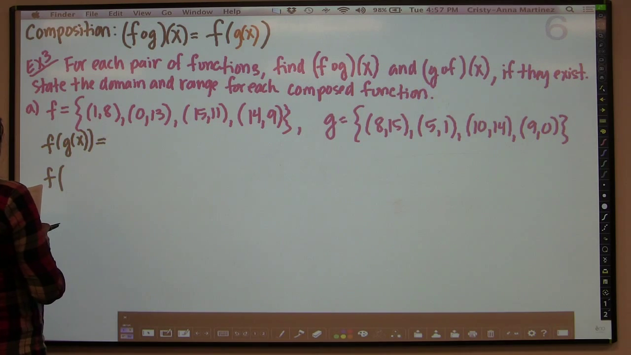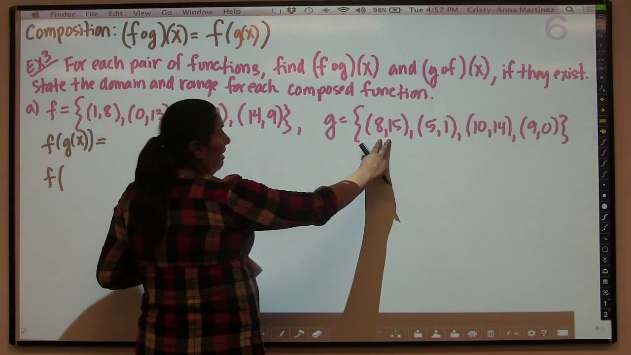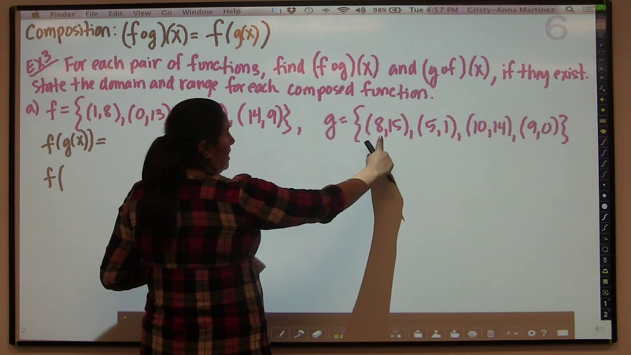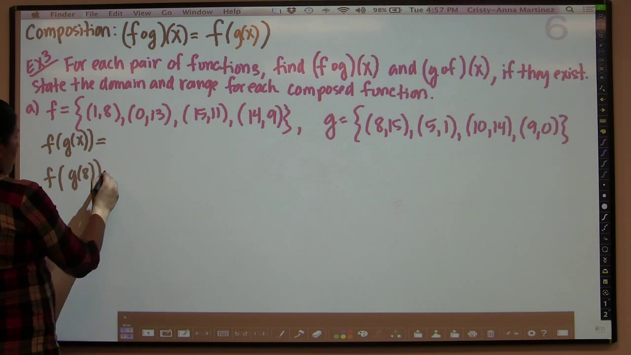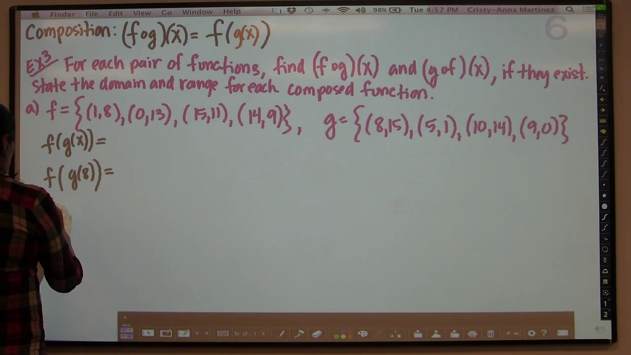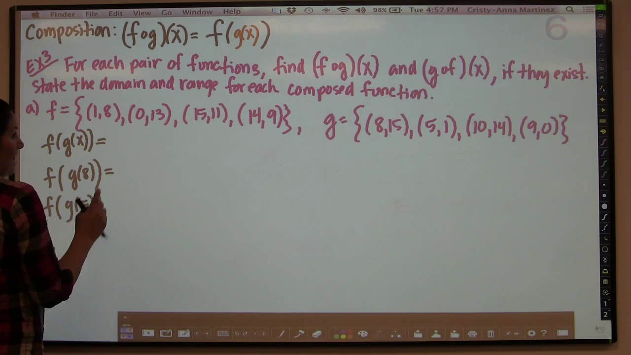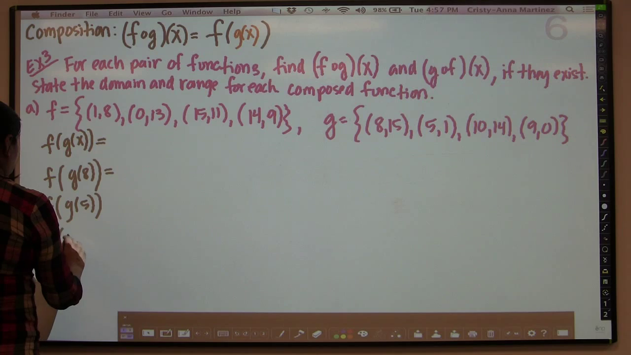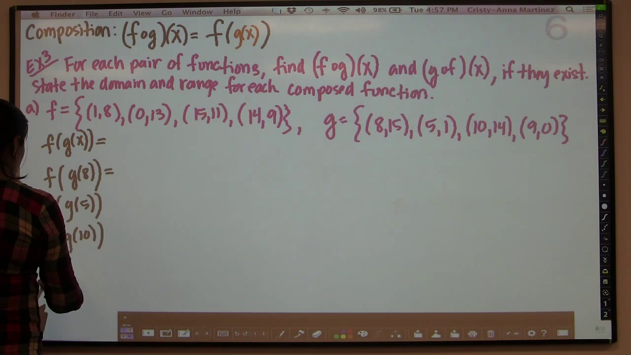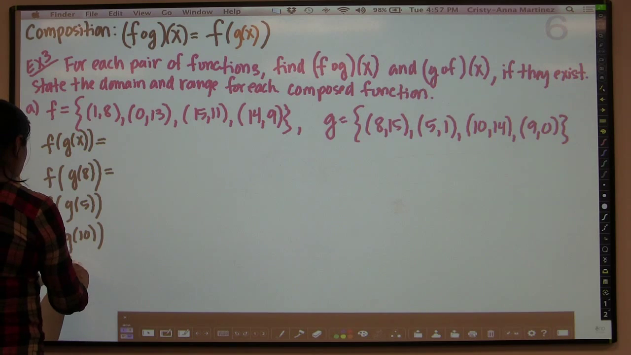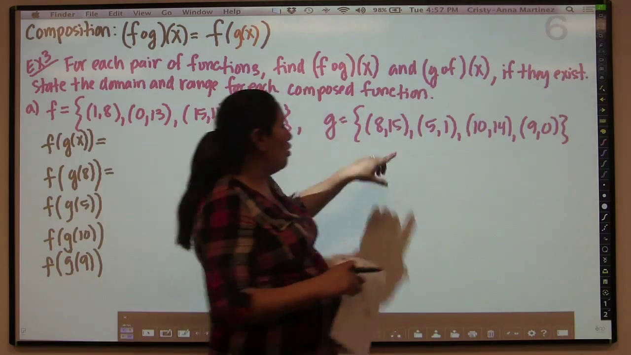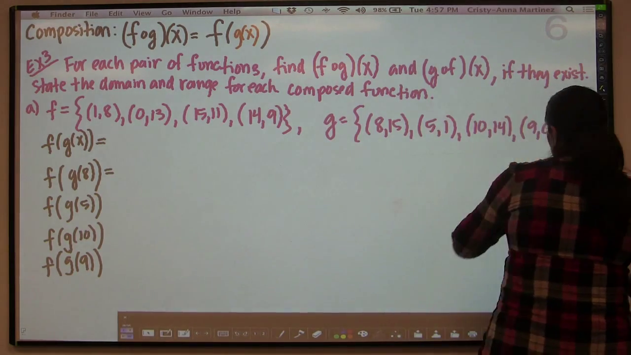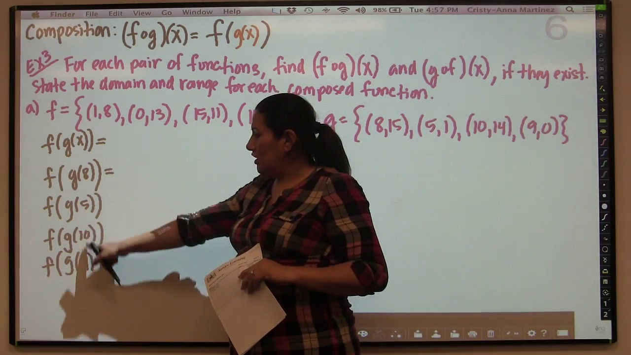When I go to the g of x function, the first element is this guy right here. The input is 8, so I'm going to go g of 8. I want f of g of 8. The next element is 5, 1, so that's going to be g of 5. The next element is 10, 14, so that's g of 10. And the last element is 9, 0, so that's g of 9. I'm looking at the x coordinates, 8, 5, 10, and 9, that are going to go into my g function on the inside.